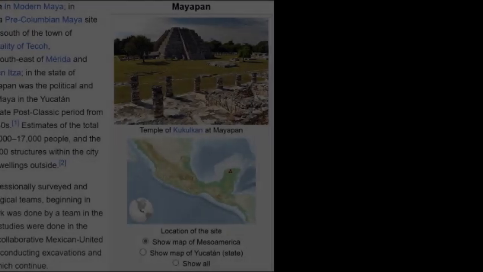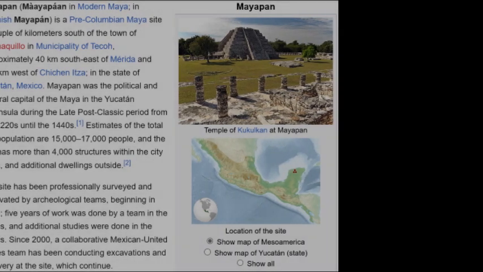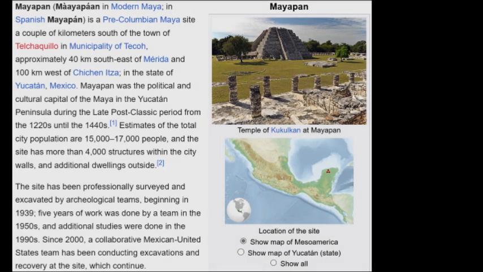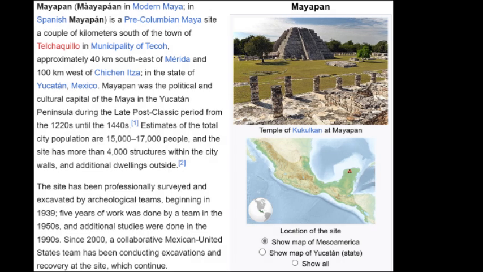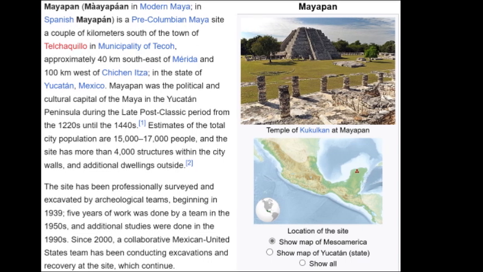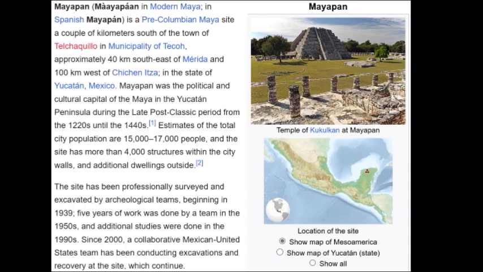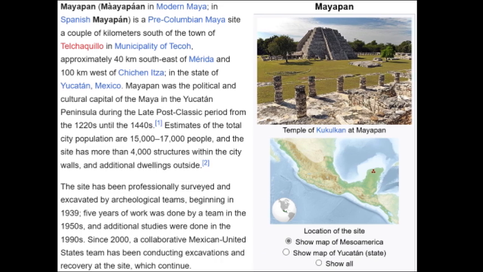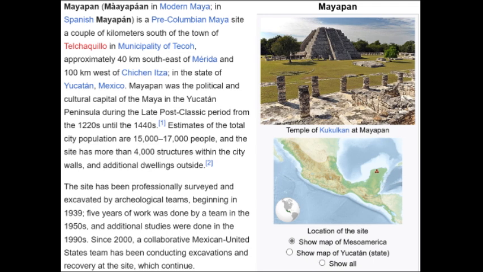Now we have Mayapan, is a pre-Columbian, and of course that's an overlay, site a couple of kilometers south of the town of Telchaquillo in the municipality of Teco, approximately 40 kilometers southeast of Merida and 100 kilometers west of Chichen Itza, the state of Yucatan, Mexico. Mayapan was the political and cultural capital of the Maya in the Yucatan Peninsula during the late post-classic period from the 1220s until the 1440s, estimates of the total city population are 15 to 17,000 people, and the site has more than 4,000 structures within the city walls and additional dwellings outside.